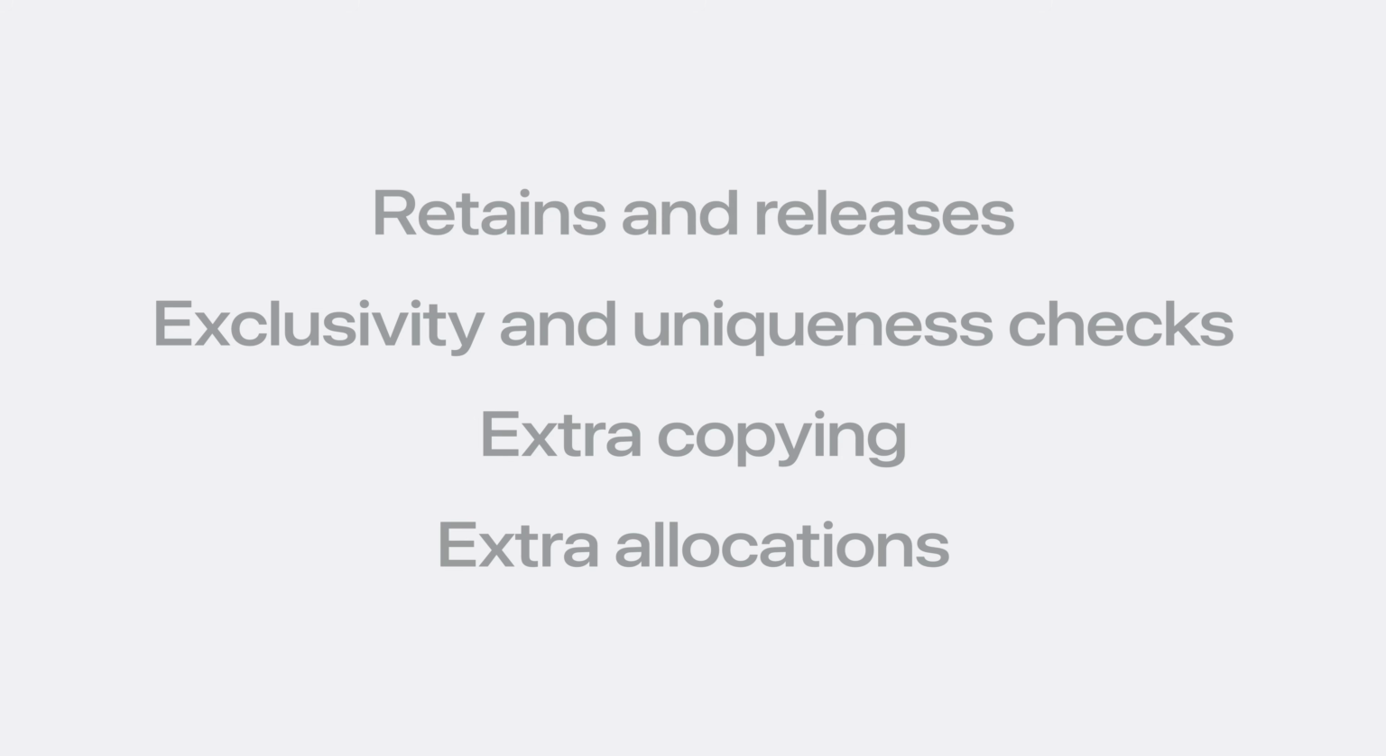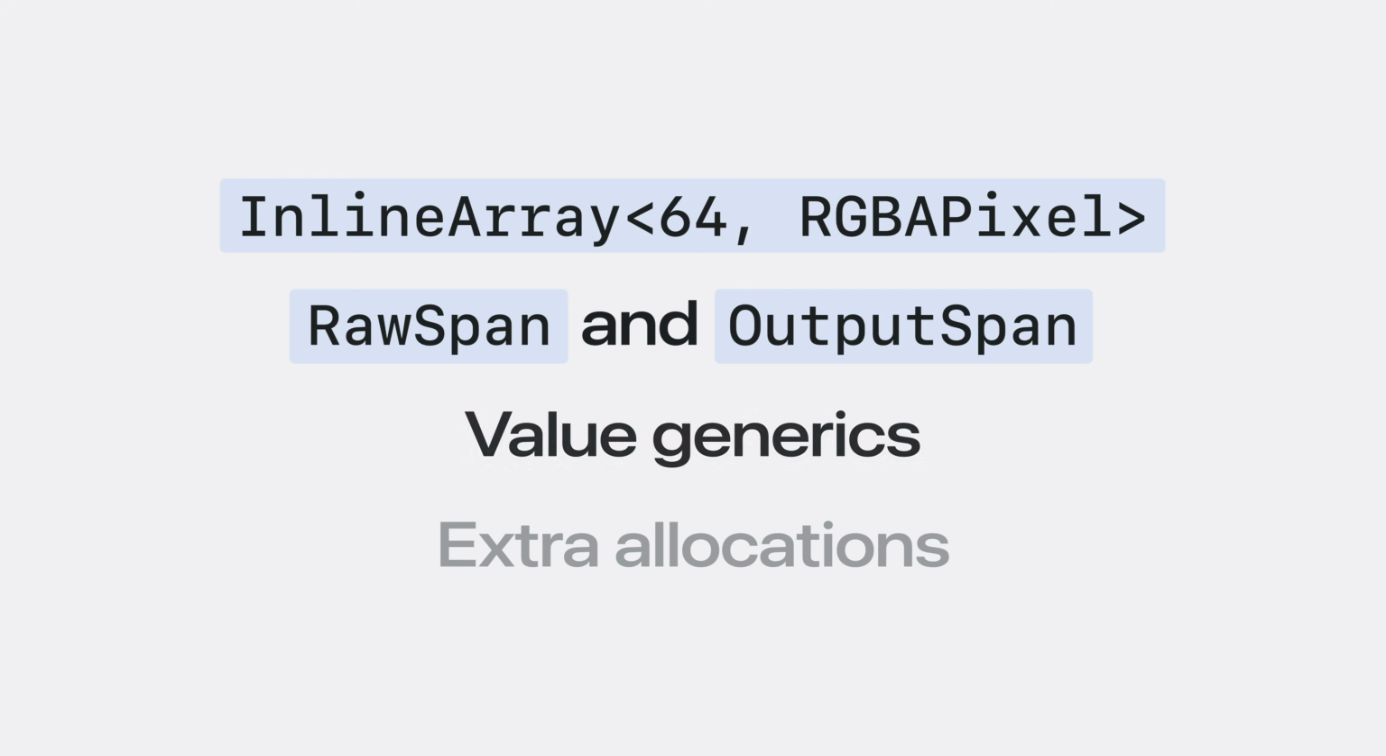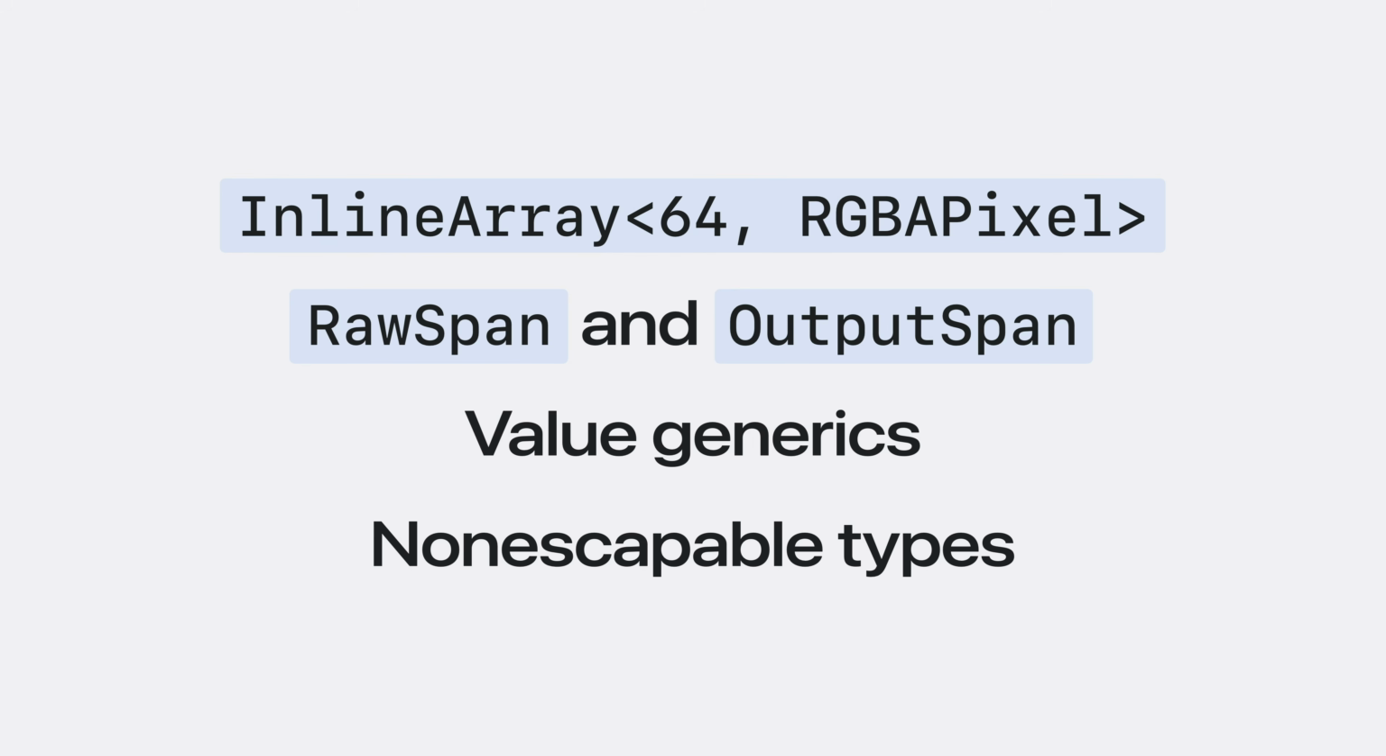Hello, I'm Nate Cook, and I work on the Swift Standard Library. Today, we're going to explore how to understand and improve your code's performance, in part by using some new additions to the language and the standard library in Swift 6.2. We'll get to use the new InlineArray and Span types, try out value generics, and learn about non-escapable types.